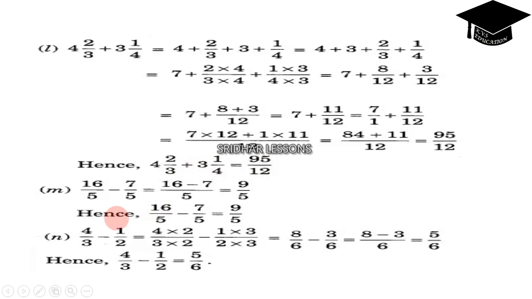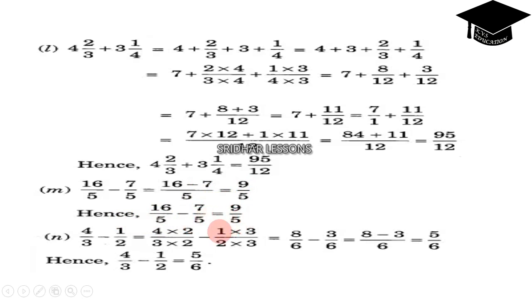Okay. Next, 16 by 5 minus 7 by 5. Very simple problem because they have common denominator. No need to do anything. 16 minus 7 by 5 is equals to 9 by 5. Hence, 16 by 5 minus 7 by 5 is equals to 9 by 5.